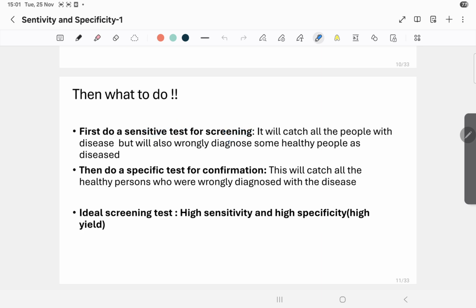Now there is a question that comes in the exam, that what are the characteristics of an ideal screening test.